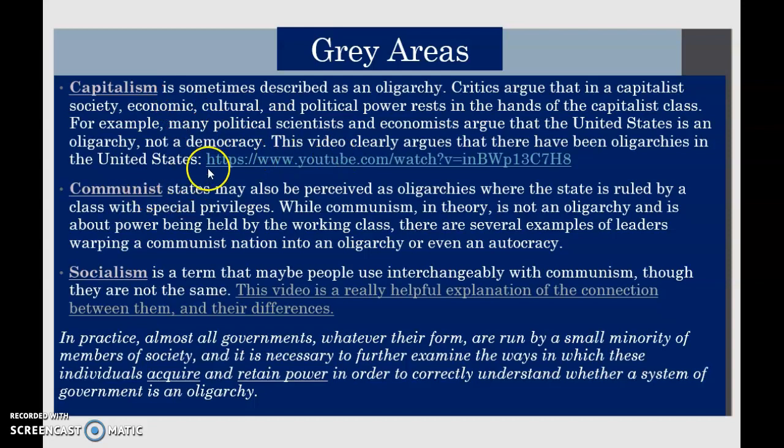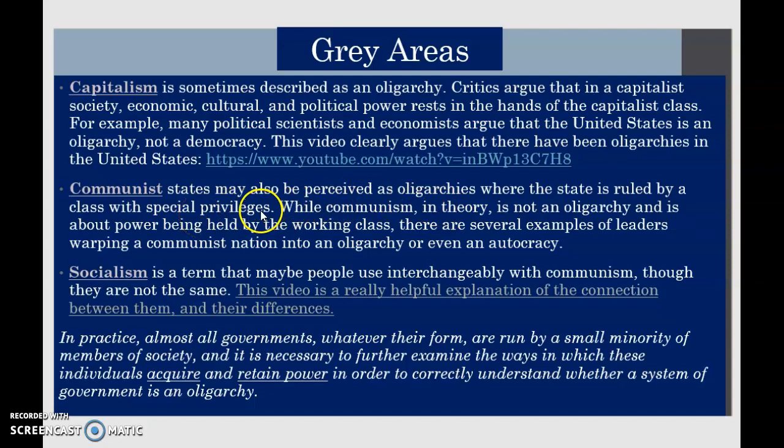Now, communism is another economic model, the theory that all property and the means of production should be owned as a whole by the state, which is owned by the people. So this goes on to describe that it may also be perceived as oligarchy, where the state is ruled by a few people, right?